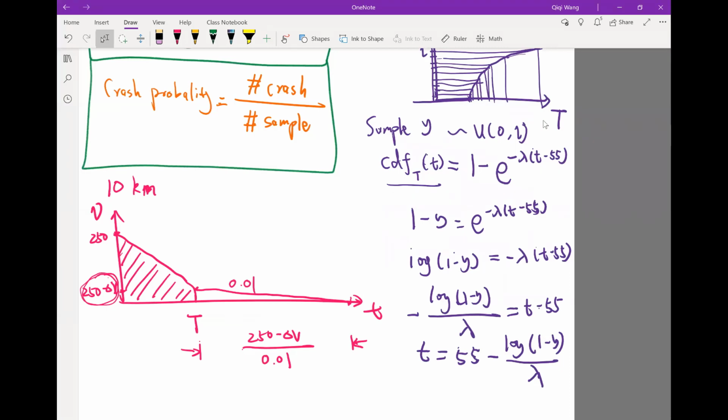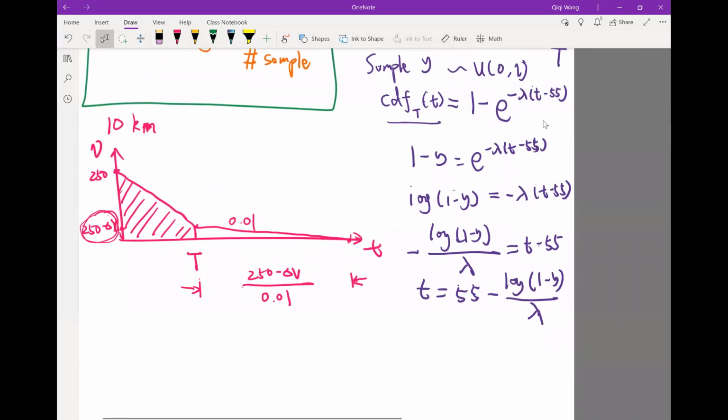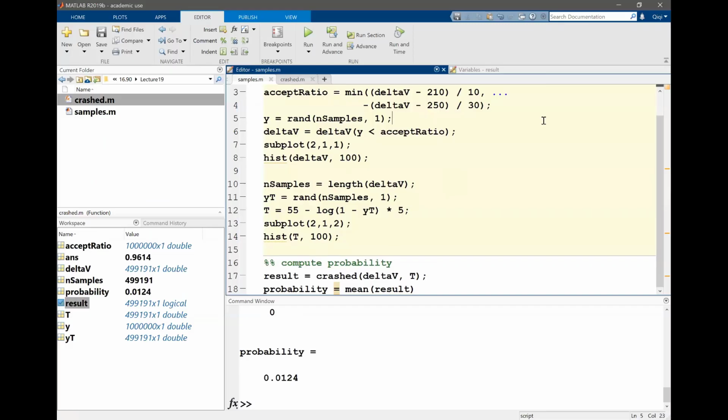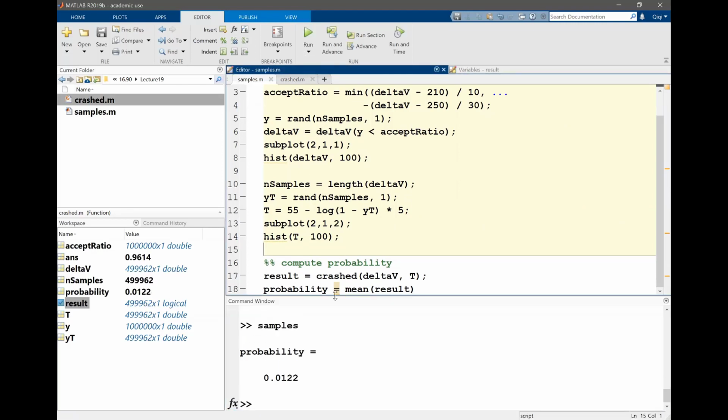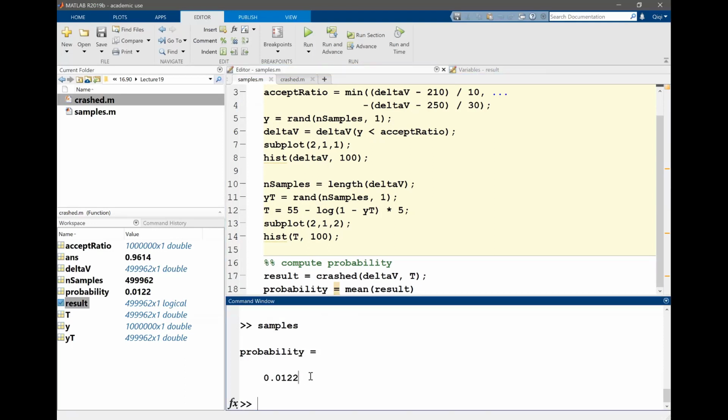Okay, so one of the questions I have is, how many samples do I actually need? Right, so the interesting thing is, if I try this whole procedure again, let's see how this probability is going to change. So I'm going to run this again. You can see the probability I computed has changed from 1.24% to 1.22%, right? So which one is right?